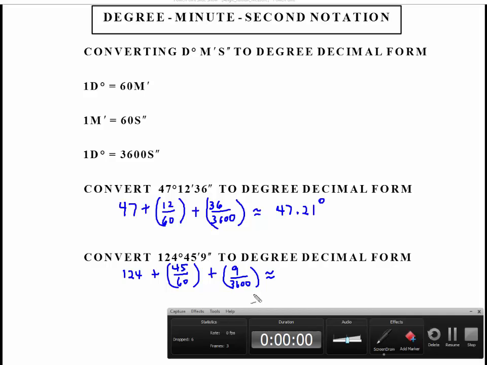Let me pause and you work this out on yours. Make sure when you put this in your calculator, you use the parentheses on each fraction, or it may interpret it differently. What I got for this answer is 124.7525 degrees, and sometimes they'll round that to 3 places or 4 places, but this one comes out pretty precise too, 4 places.